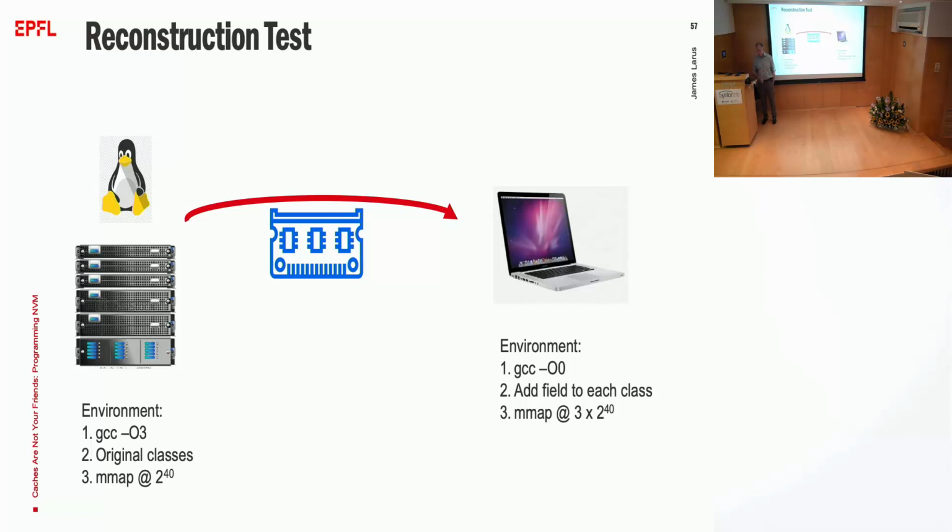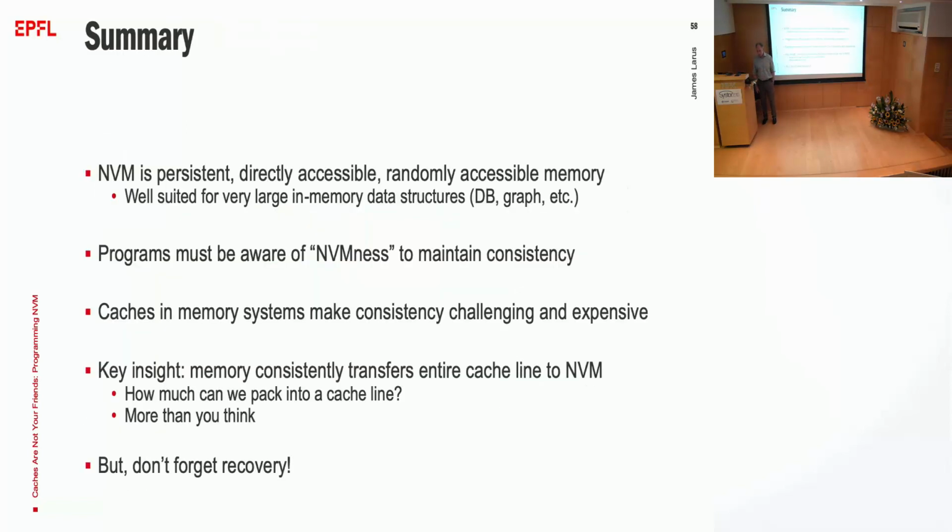So let me just finish here and summarize. So NVM, persistent, directly accessible, randomly accessible memory, it's great. I think it's got lots of potential uses in the future, but you're going to have to be aware that it has NVM-ness, that there are caches that make it a little bit more challenging to program. There are ways to handle it, but this issue of having to write things consistently into non-volatile memory argues that you should think very carefully about doing writes to the same cache line and trying to serialize things that way.